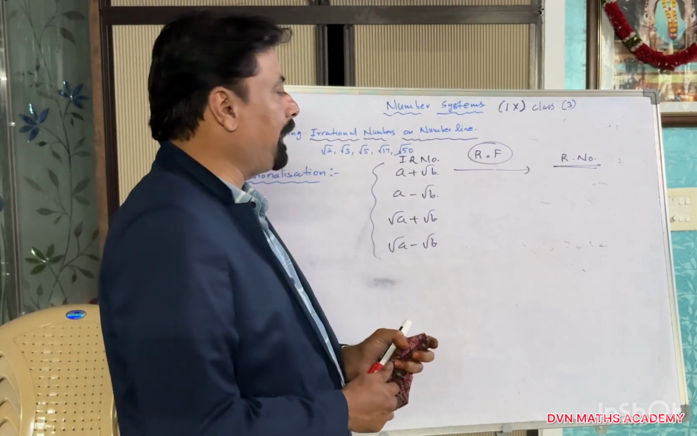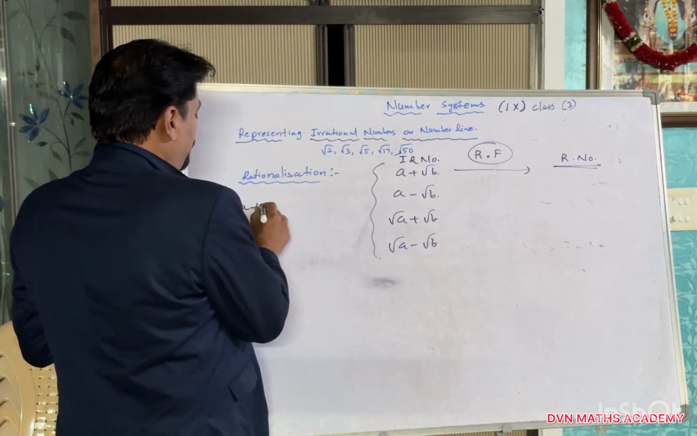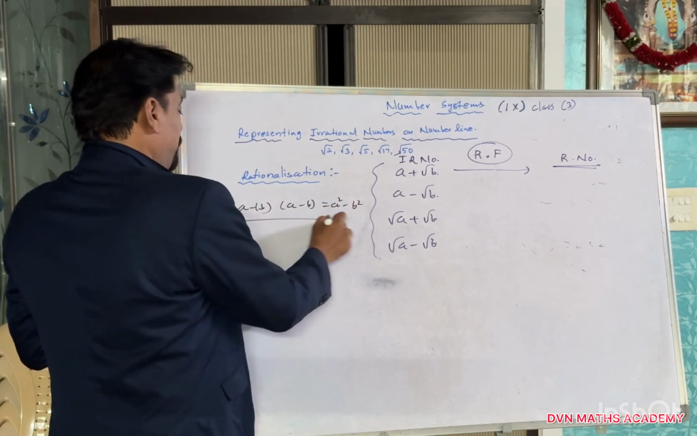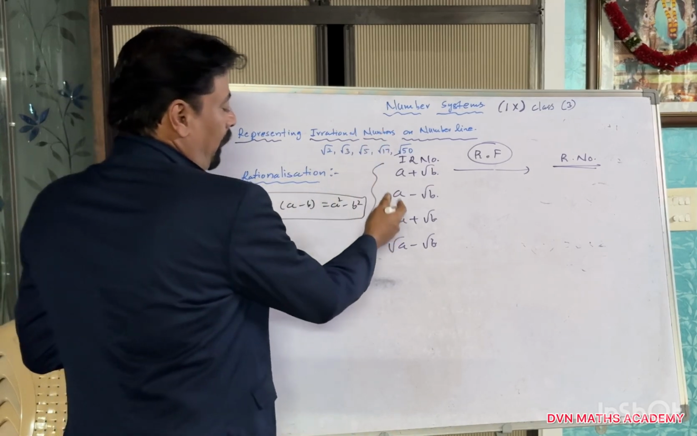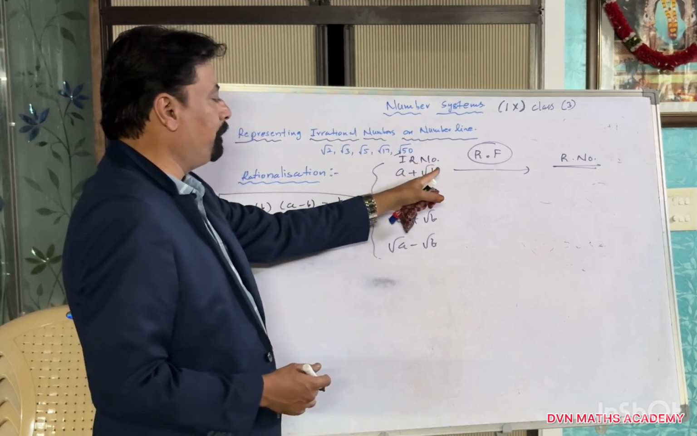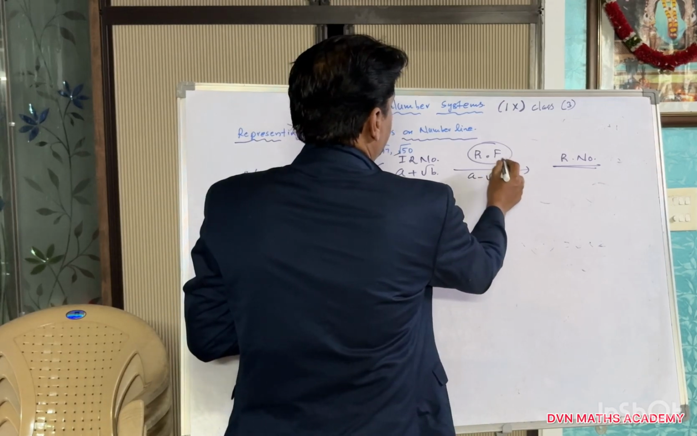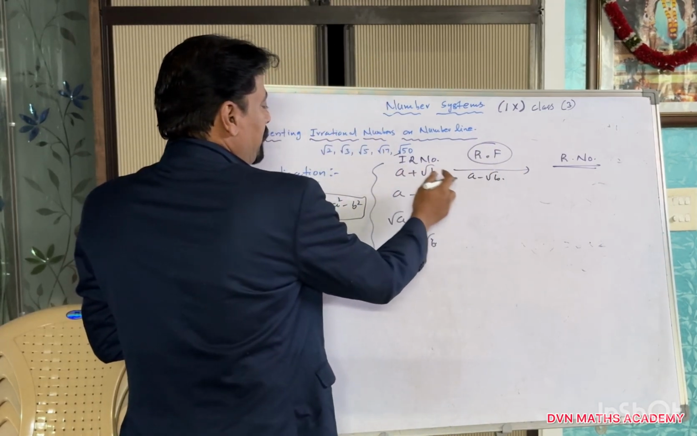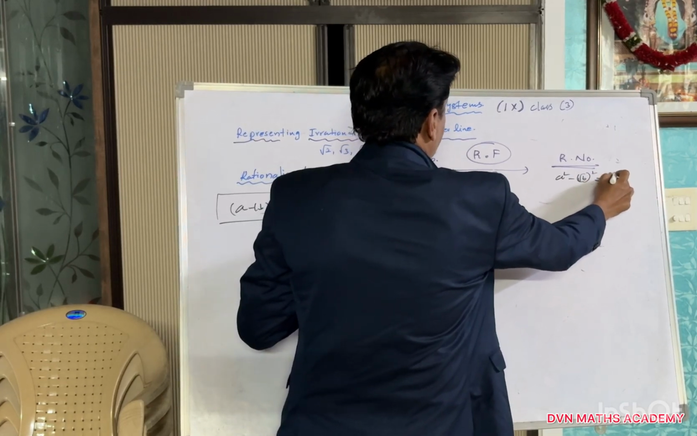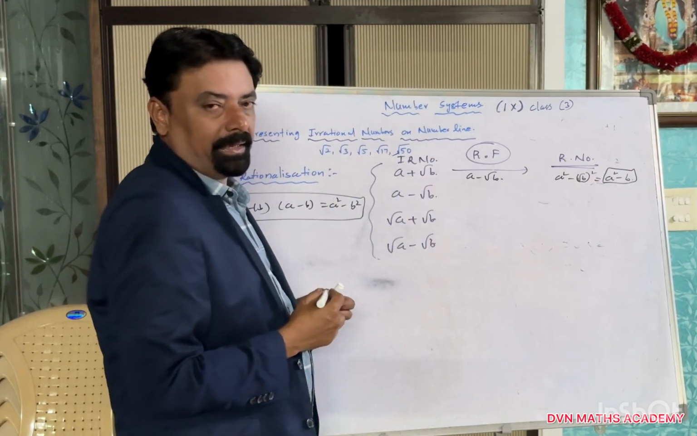Here is a simple technique, based on an algebraic identity: a plus b into a minus b is equal to a square minus b square. By using this identity, we can write all rationalizing factors of the given number. If the irrational number is in the form of a plus root b, then a minus root b is the rationalizing factor. If you multiply these two, you get a square minus root b whole square, which becomes a square minus b. Then it changes into a rational number.